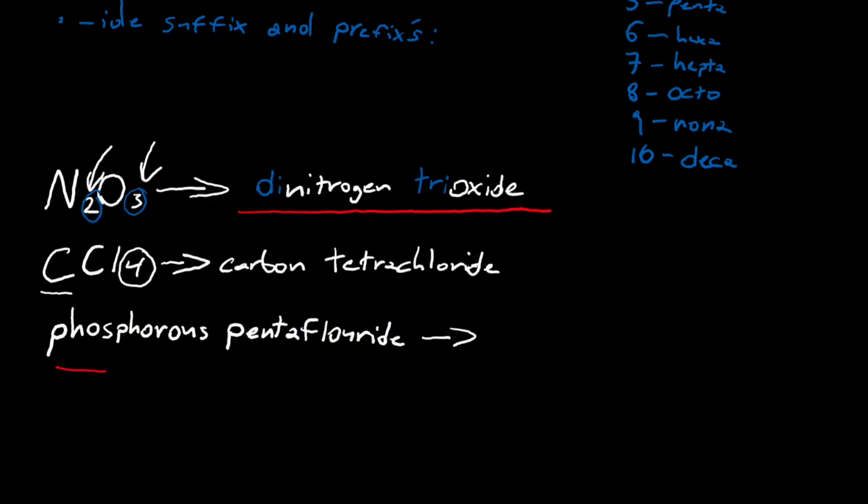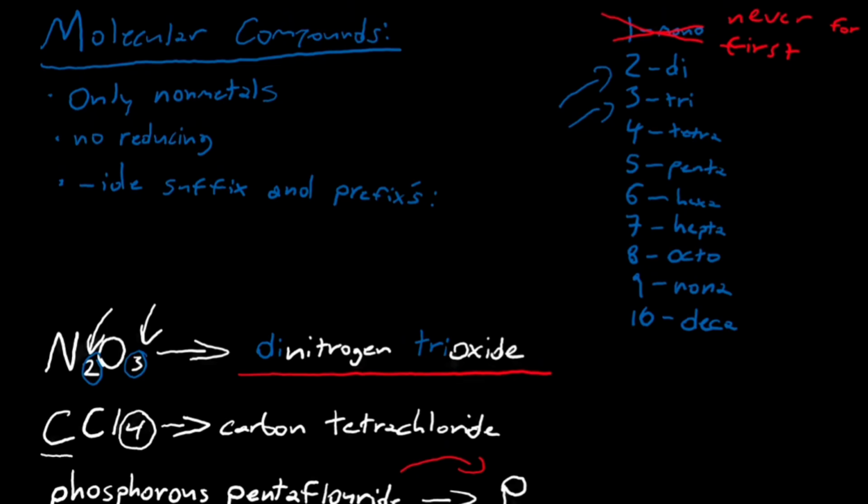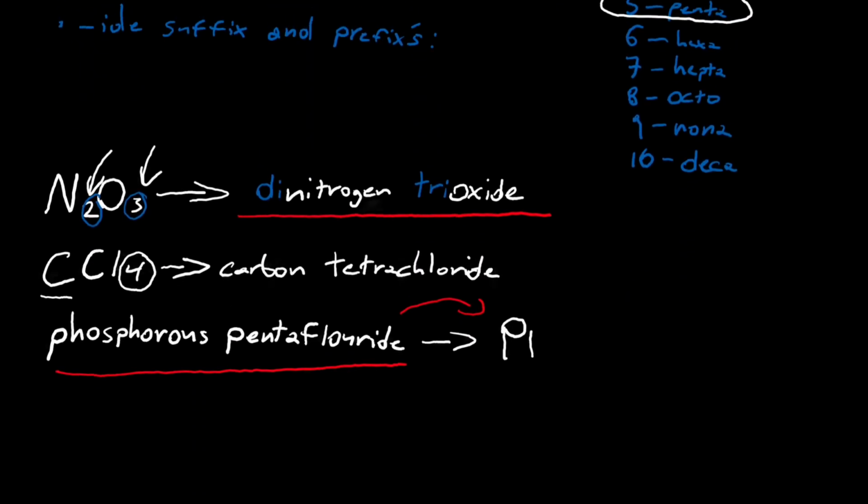And what about the other way, from the name to the chemical formula? Phosphorus pentafluoride. We know that since there's no prefix for the phosphorus, it's just 1 P. And pentafluoride, let's look at the legend. Penta is 5, so that means that there are 5 fluorine atoms to make PF5 for phosphorus pentafluoride.